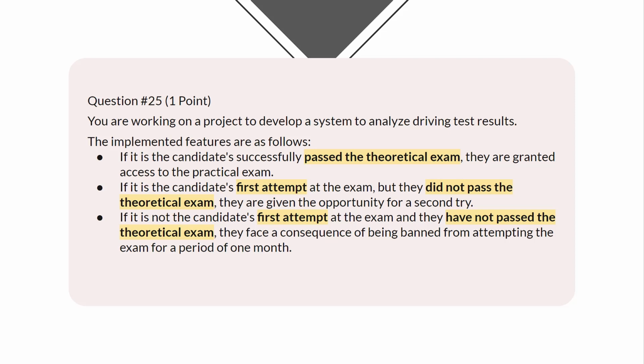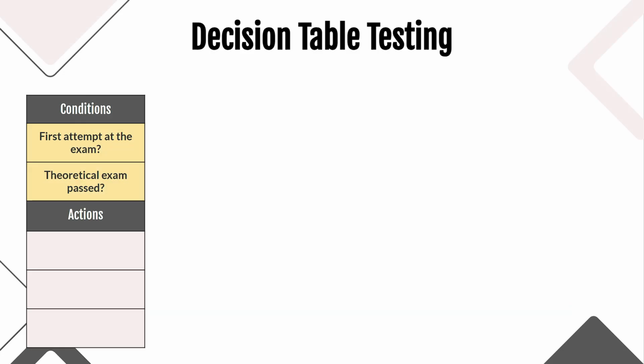In short, we have 2 conditions. This may or may not be the first attempt at the exam. A candidate may or may not pass the exam. That's how we write them in the table column. Conditions have only 2 values, yes or no, and accordingly we write them in such a style that one condition corresponds to Boolean values, often in the form of questions.